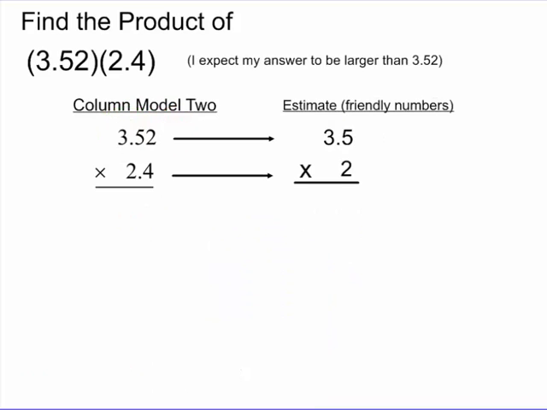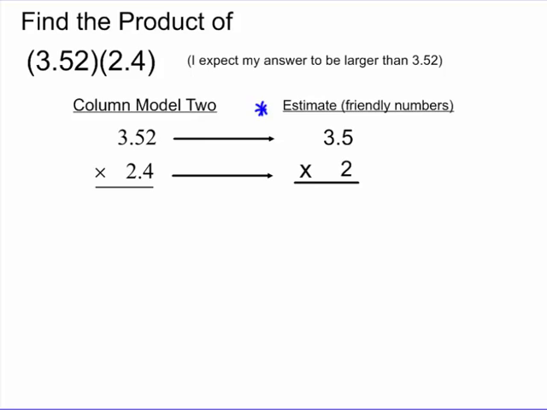So we're going to try multiplying by some larger decimals. So I have 3 and 52 100ths times 2 and 4 tenths, or 3.52 times 2.4. So right away I see that I'm multiplying the 3.52 by a value greater than 1. So I expect my answer to be larger. And I'm going to introduce this concept right now, this idea of an estimate.